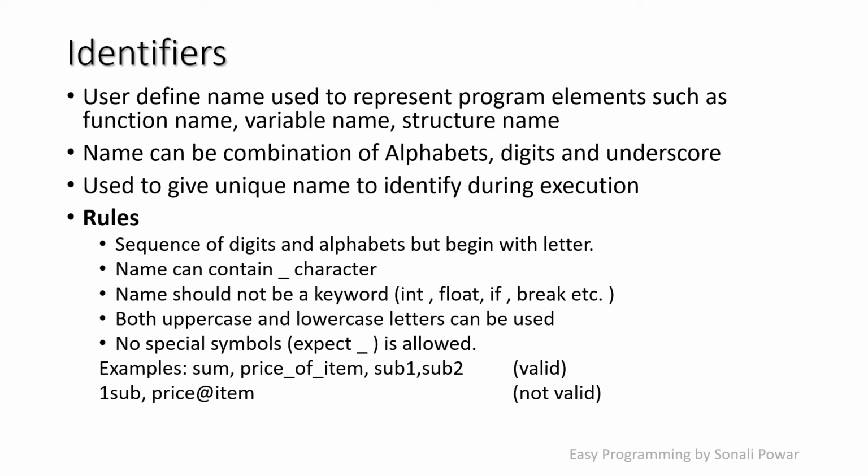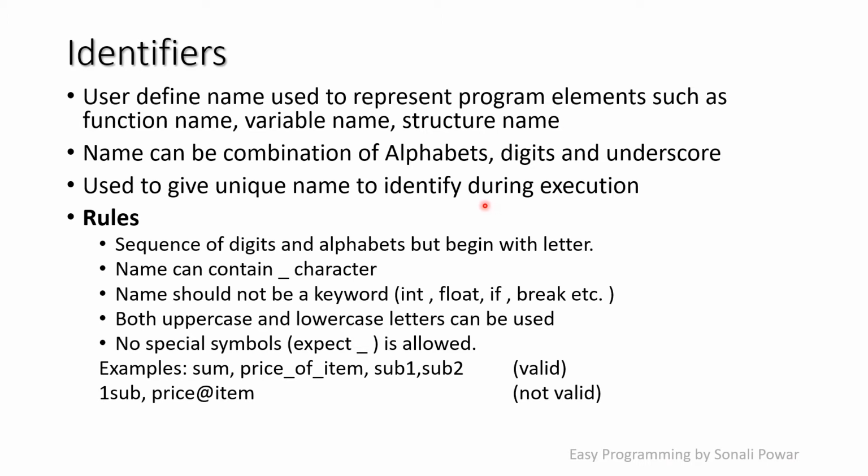In that, first we will see identifier. What is meant by identifier? An identifier is a user-defined name used to represent program elements such as function name, variable name, and structure name. That name can be a combination of alphabet, digit, and underscore. Only the underscore special symbol is allowed in naming an identifier. An identifier is also used to give a unique name to identify your program element during execution.